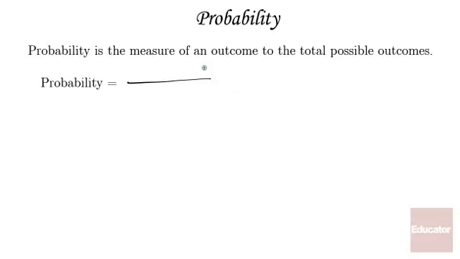On the top, you're going to write the number of the desired outcome. So basically, what are you looking for? What is it asking for? That number is going to go on the top. And then on the bottom, you're going to write the total number of possible outcomes.